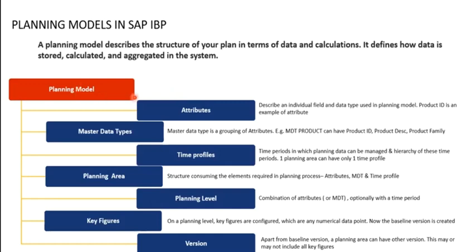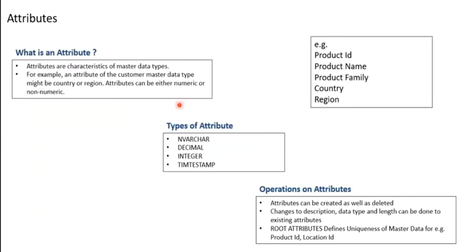So if I talk about the planning model, in the planning model we have all those structures which help to build those modules. Each and every module will have attributes, master data types, the time profile. Every module will be using the same terminology, same data structures throughout their configuration. So these are not specific to any module. These are the generic things which we should know while going into the IBP configuration. So I'll start with the attribute first.